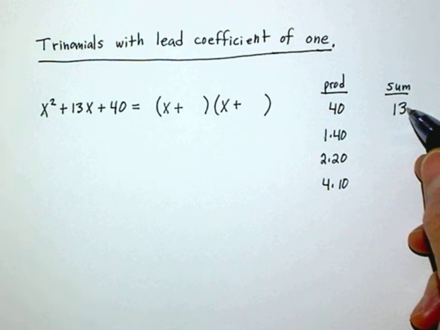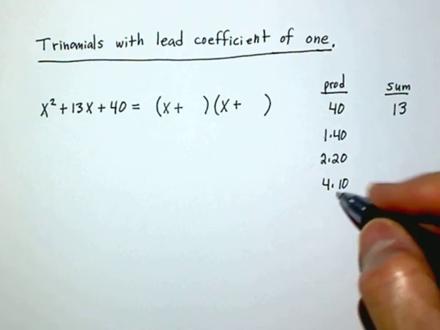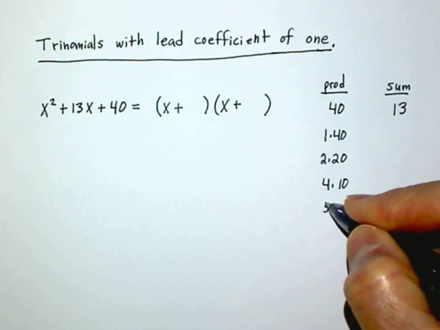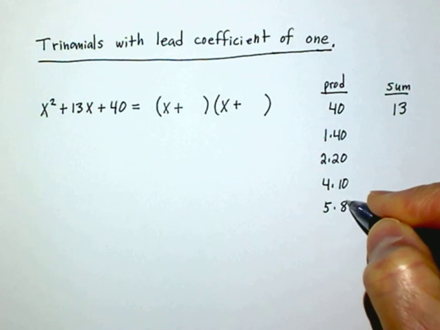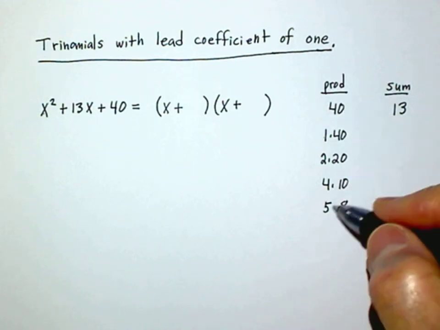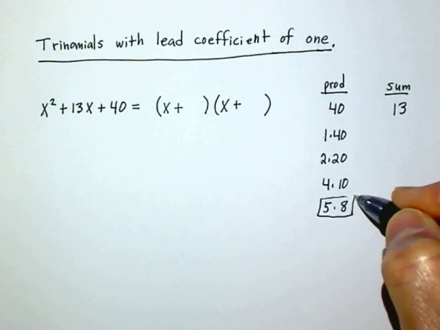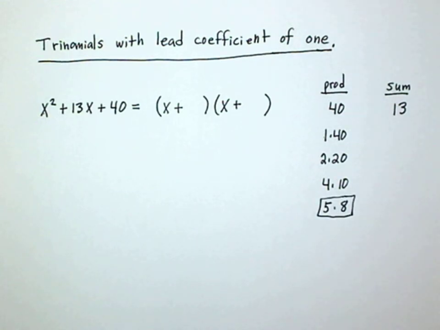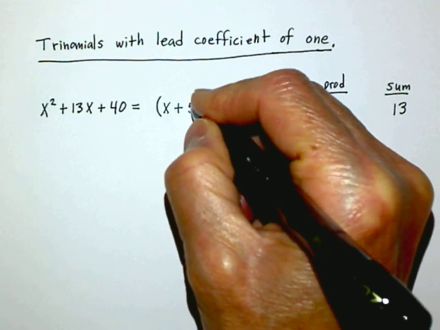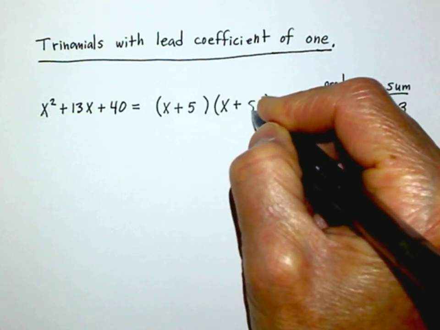I'm looking for 13, so let's try 5 times 8. 5 times 8 is 40. 5 plus 8 is 13. So those are the numbers I need to put in my parentheses. 5 and 8.